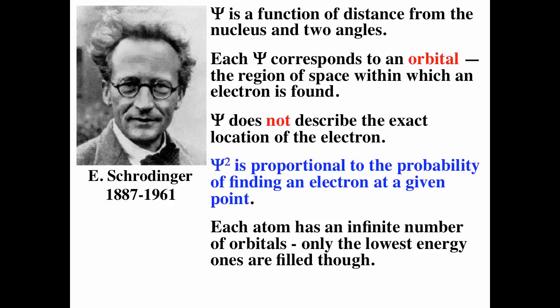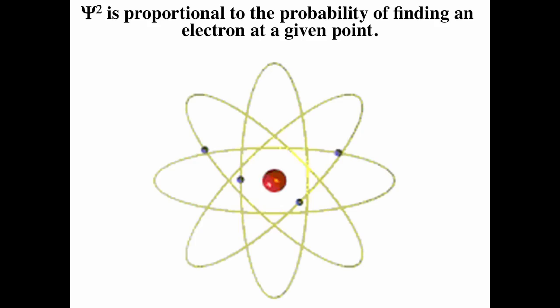Psi squared is proportional to the electron density of the electron around an atom. Now, you can also think about psi squared as being proportional to the probability of finding a given electron at a given point. But again, I think it's better to think about psi squared as being proportional to electron density at a given point. Now, each atom again has an infinite number of orbitals. Only the lowest energy orbitals are actually filled. And so psi squared is proportional to the probability of finding an electron at a given point, or more accurately, psi squared is proportional to electron density at a given point.